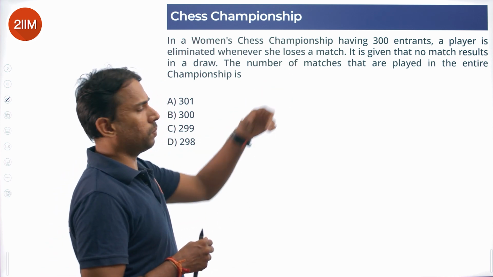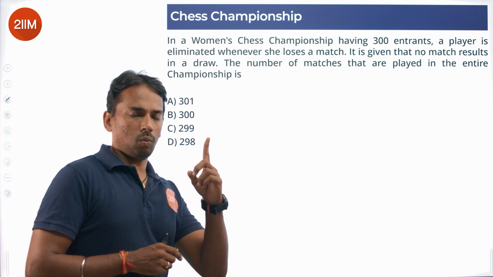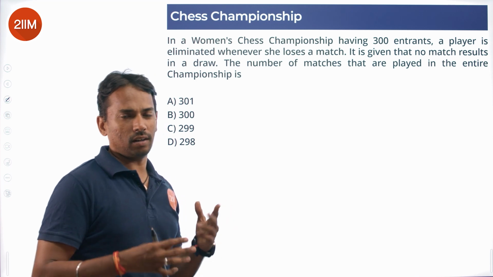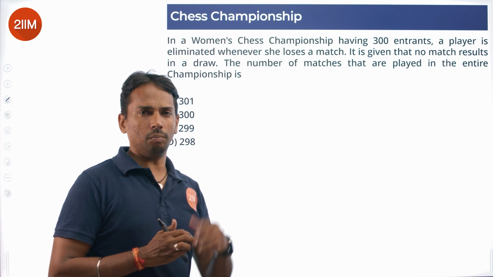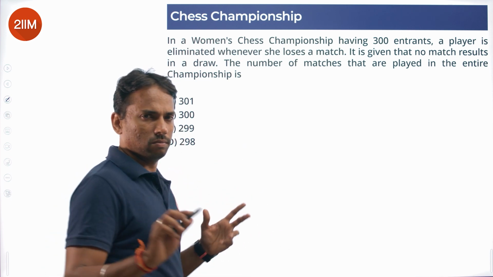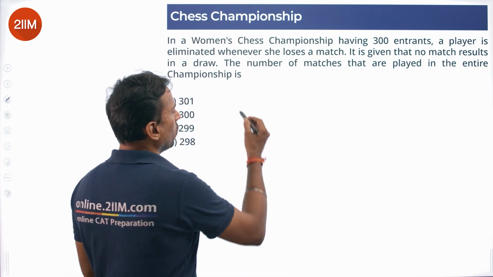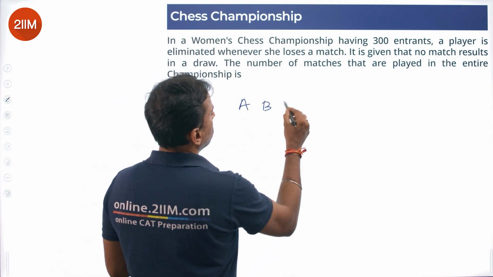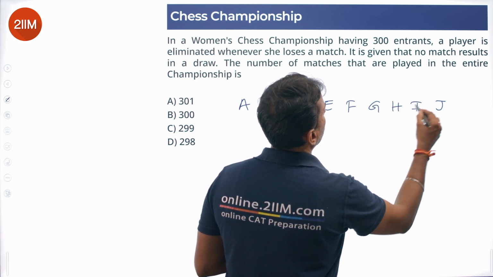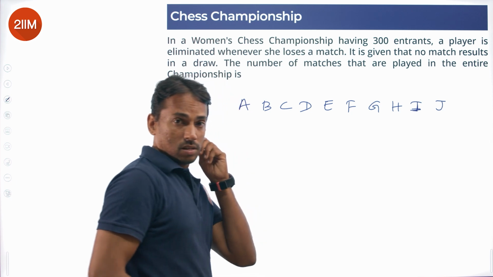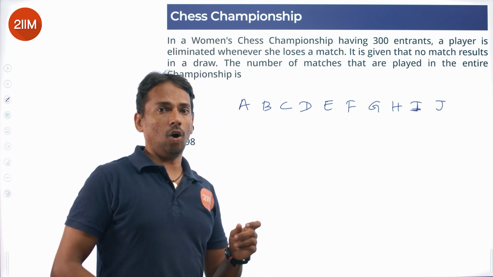So there are totally 300 players. Then to decide the final winner, one winner, how many matches need to be conducted? That's the question. 300 is a huge number, so we'll start with some smaller number. Let's take 10 players for a simple understanding: A, B, C, D, E, F, G, H, I, J. Let's see how many matches are conducted to decide one winner out of these 10.